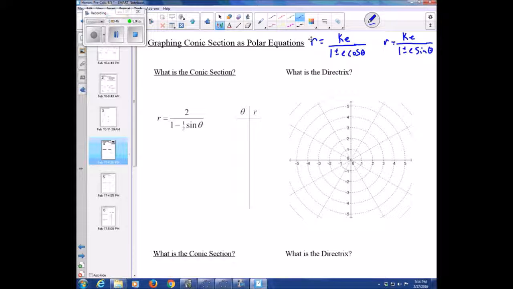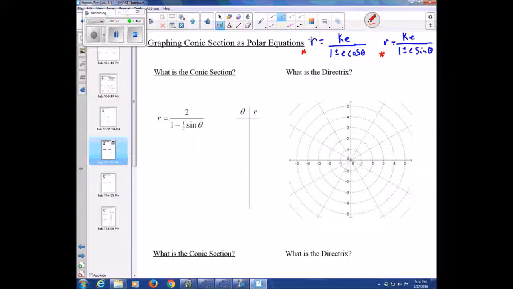And we said that if we saw cosine in the denominator, this was going to be a horizontally opening conic section. If we saw sine in the denominator, this was going to be a vertically opening conic section. So what we're going to do first is go through and identify the conic section and the directrix. Then we're going to graph the conic section on the polar plane by plugging in some theta values and getting some r values.